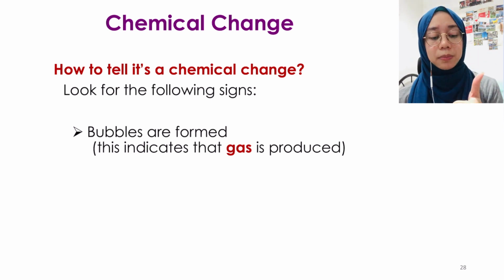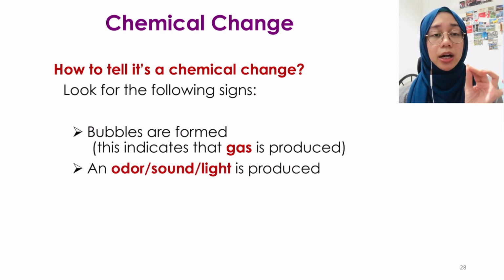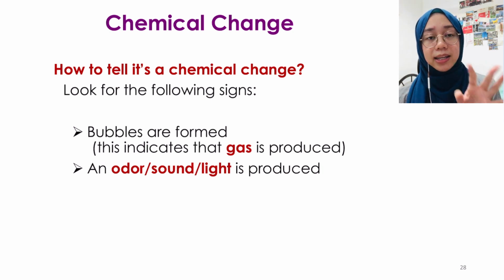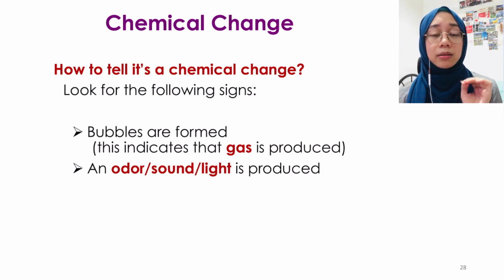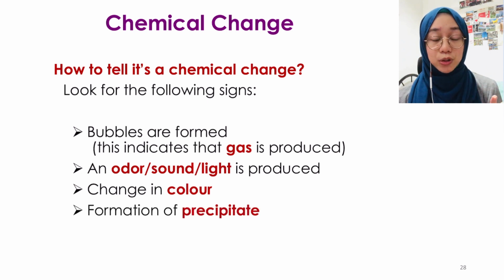So when bubbles are formed, it indicates that gas is being produced ataupun gas is being released. Okay, so kita boleh assume macam tu. Ataupun kalau ada perubahan bau ataupun ada bunyi, even ada light, when these are being produced, bermaksud ada chemical change berlaku dekat situ. Okay, and then warna berubah. Warna berubah pun menunjukkan juga ada berlakunya chemical change. Macam Miss cakap tadi, ayam tu kan warna dia berubah.